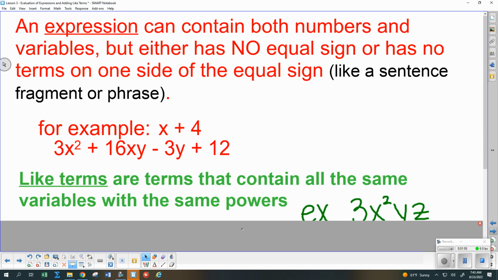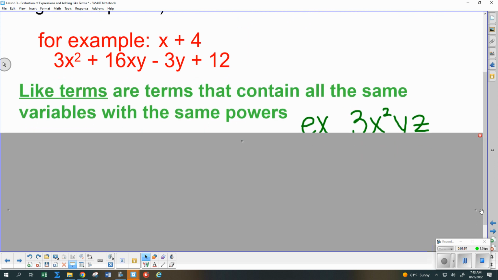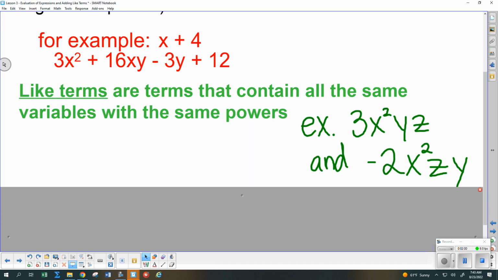Like terms are the ones that we can combine. They have all of the same variables with the same powers. The coefficient, the number in front, can be different, like the 3 and the -2, but they both have x squared and y and z. The order was changed for z and y, but they still each just have one of those that are multiplied. X, y squared z would not be a like term because it's x squared in one and x in the other, and y in one and y squared in the other. So each letter with its exponent must match.